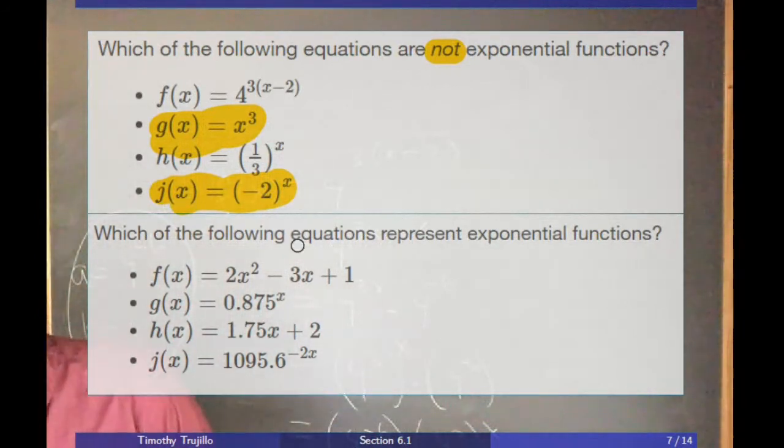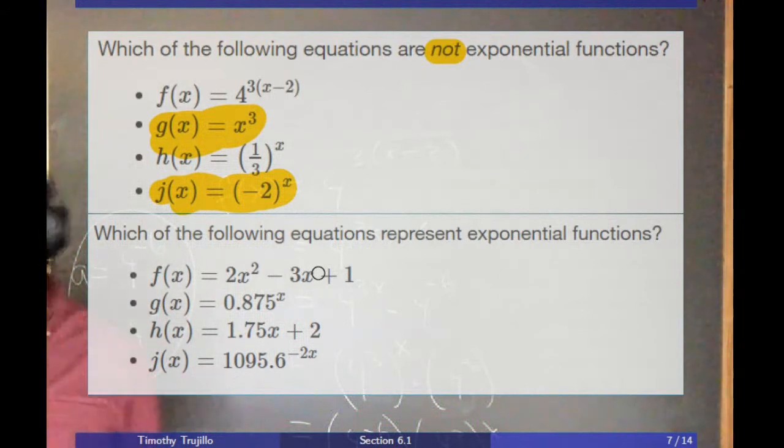Okay, so for the second one, should I highlight f of x? Yes or no? Yes, highlight it. No, don't highlight it. What do you guys think? Don't highlight it. Absolutely not. It's not exponential. It's a polynomial, right? So this is not exponential.